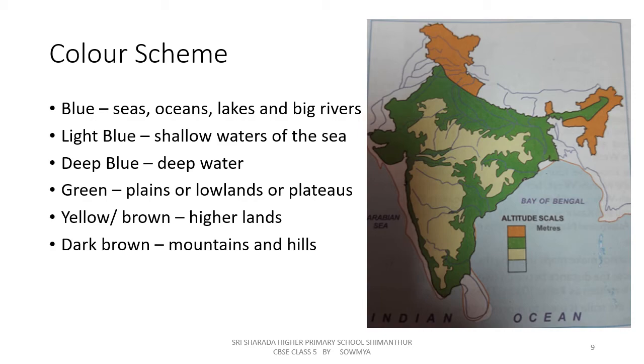Color scheme. As listed here, different colors are used to represent water, mountains, plateaus. Blue color for seas, oceans, lakes and big rivers. Light blue, shallow waters of the sea. Deep blue, deep water. Green, plains or lowlands or plateaus. Yellow or brown, higher lands. Dark brown, mountains and hills.